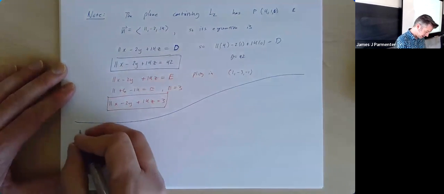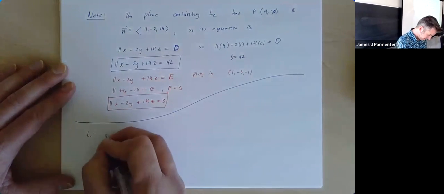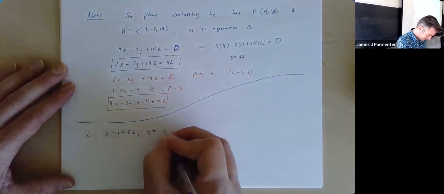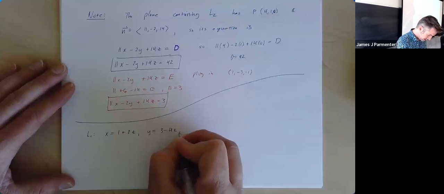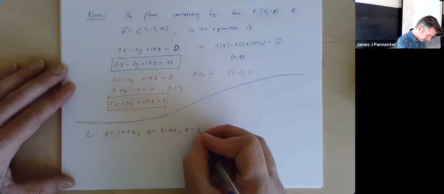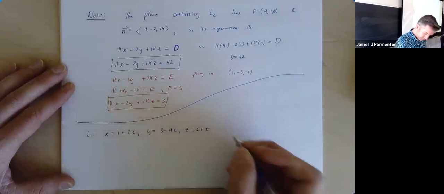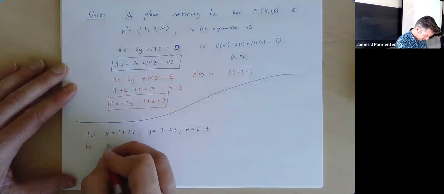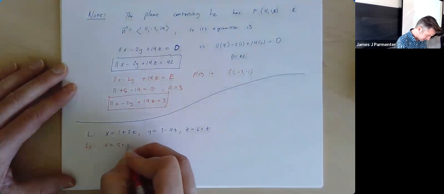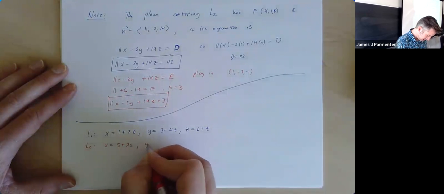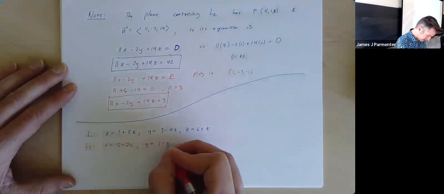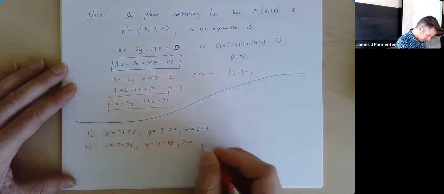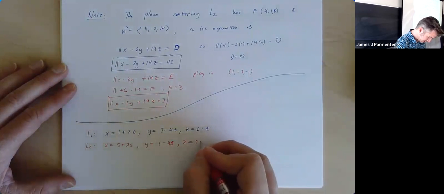So let's say we have these two lines. So let's say we have line 1 given by x equal to 1 plus 2t, y equal to 3 minus 4t, z equal to 6 plus t. And then in a similar way, L2, we're going to have x equal to 5 plus 2s, y equal to 1 minus 4s, and z equal to 2 plus s.